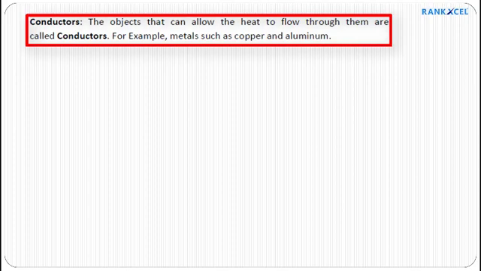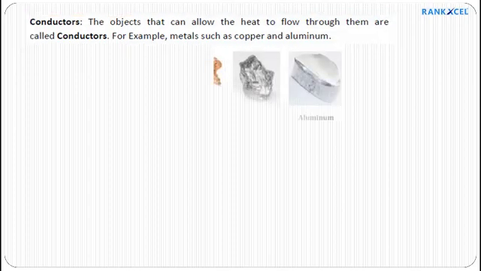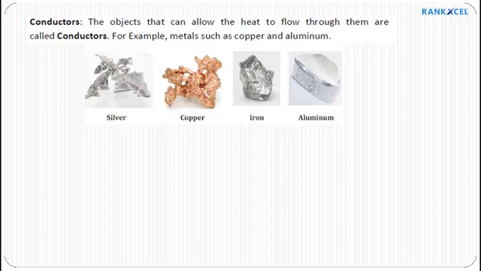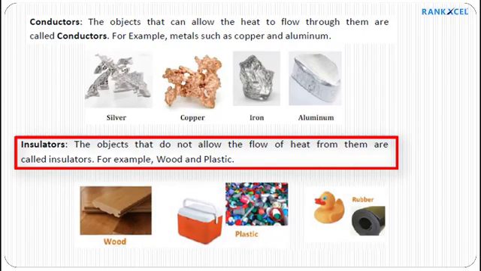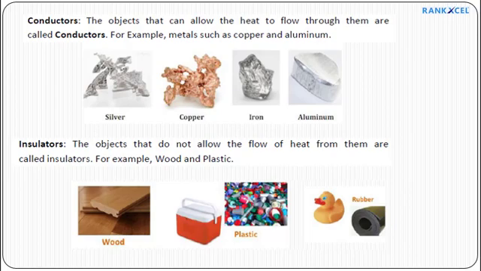Conductors. The objects that can allow the heat to flow through them are called conductors. For example, metals such as copper and aluminum. Insulators. The objects that do not allow the flow of heat through them are called insulators. For example, wood and plastic.